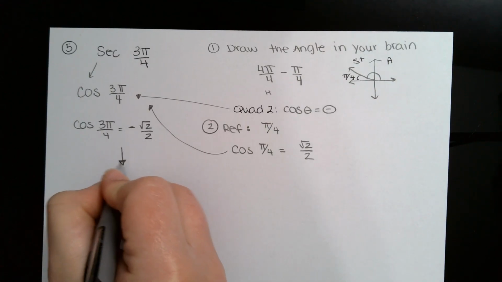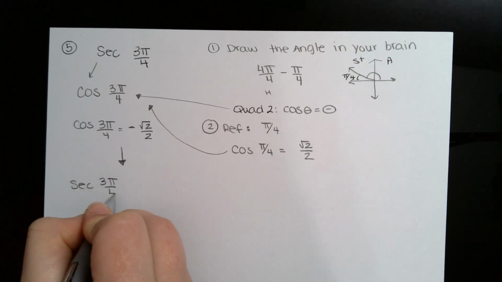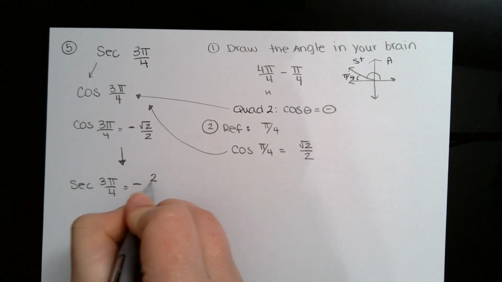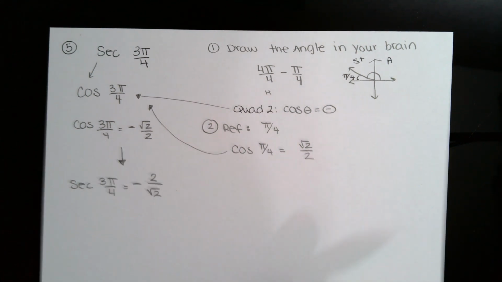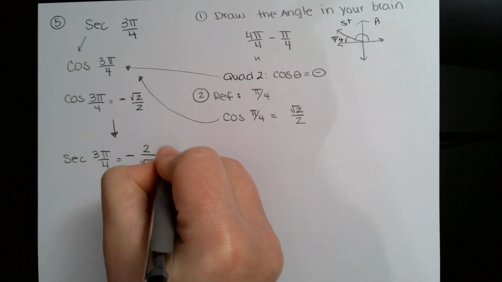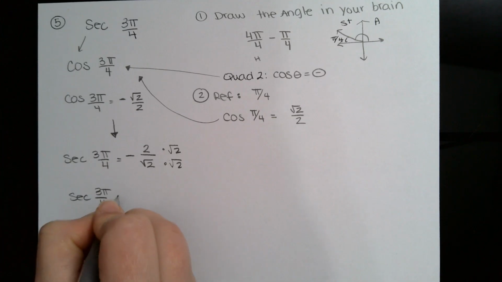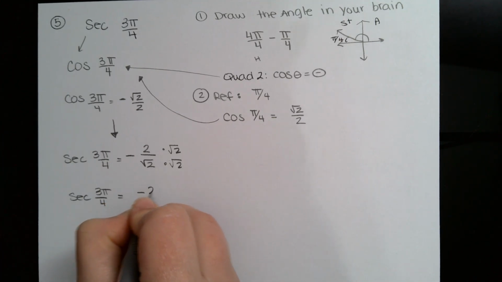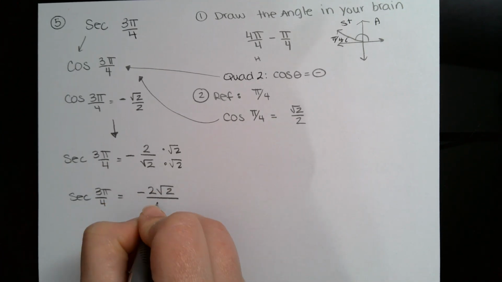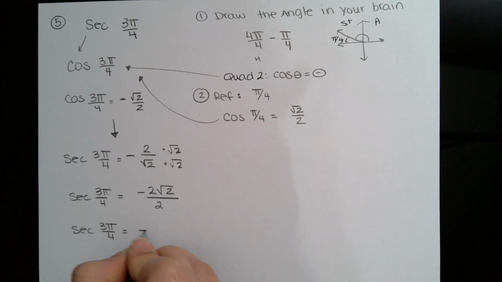But we don't even have that. We have the reciprocal function. So secant of 3 pi fourths means I'm going to be flipping: 2 over root 2. And the sad part is we got to now rationalize the denominator. So here's root 2 times root 2. Secant of 3 pi fourths is now equal to negative 2 root 2 over 2. And again, secant of 3 pi fourths is just now negative root 2.